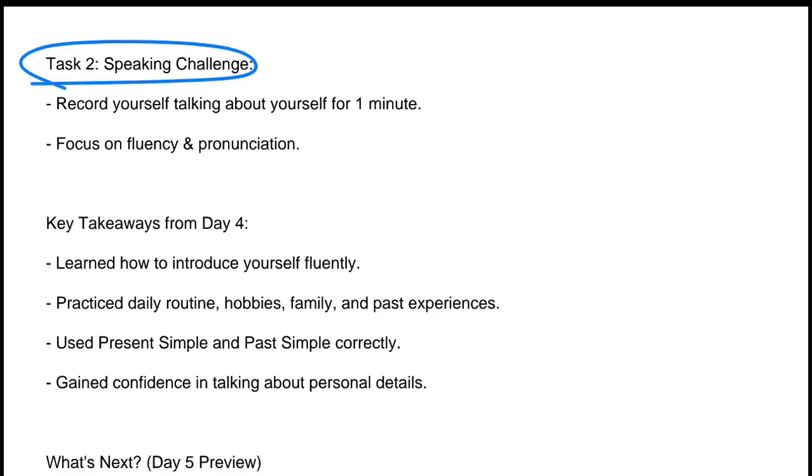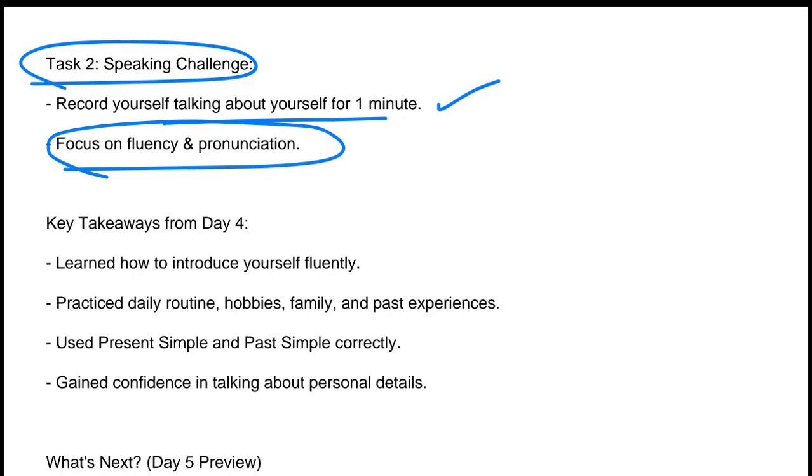Speaking challenge: record yourself about yourself for 1 minute and focus करें fluency और pronunciation पे. Why am I saying this? Because देखो हर एक language, if you want to speak Hindi, you want to speak English, Urdu, Kashmiri, Dogri, or any local language, you must have an idea of speaking a language with its fluency.